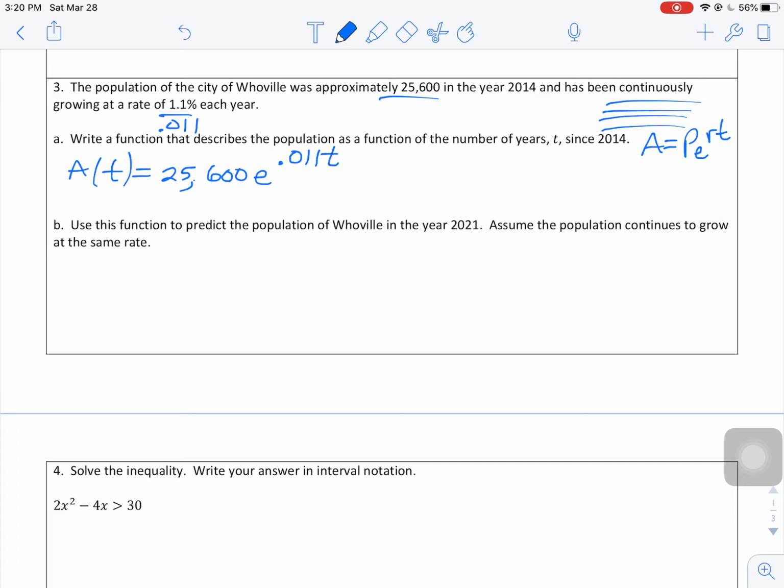In part B, we want to know the population, or predict the population, in 2021. So 2021 minus 2014 to figure out the actual number of years. That gives us 7 years. So we're going to just use 7 as our t value in the function we came up with in part A.